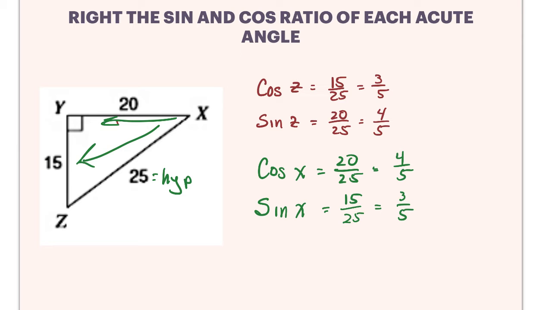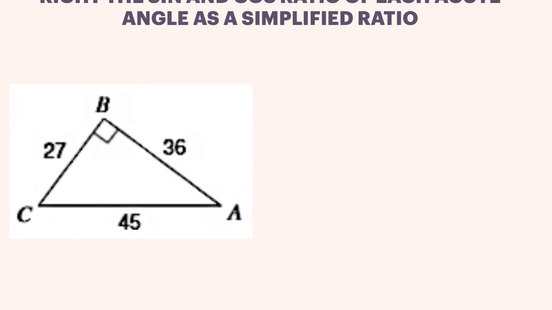And we get 3/5. It's interesting, something we should know here, Z and X are complements of each other. In other words, they add up to 90 degrees. And the cosine of Z is 3/5, and the sine of X, but X is the complement of Z, is also 3/5. Just a fact we'll use later on. Let's do another one of these.